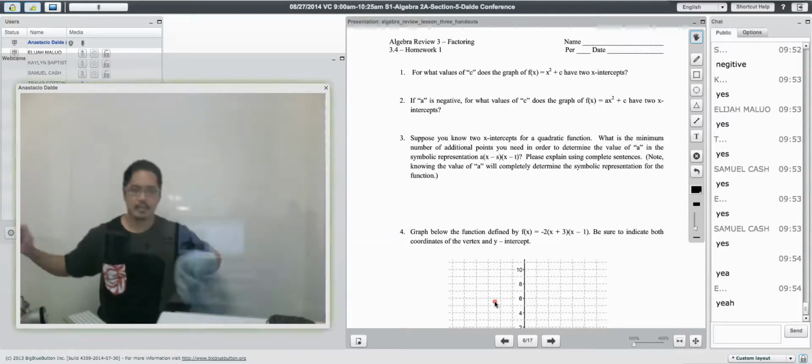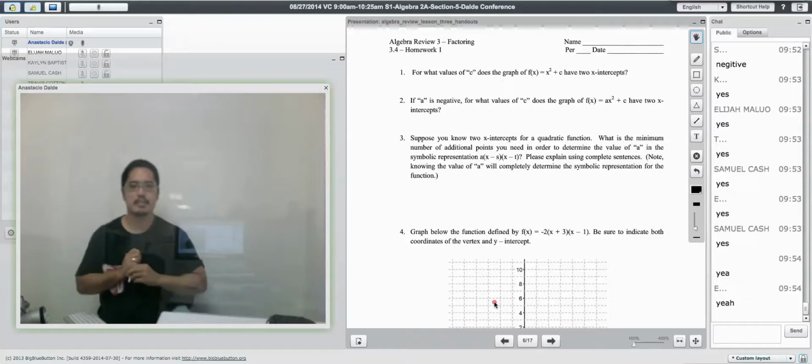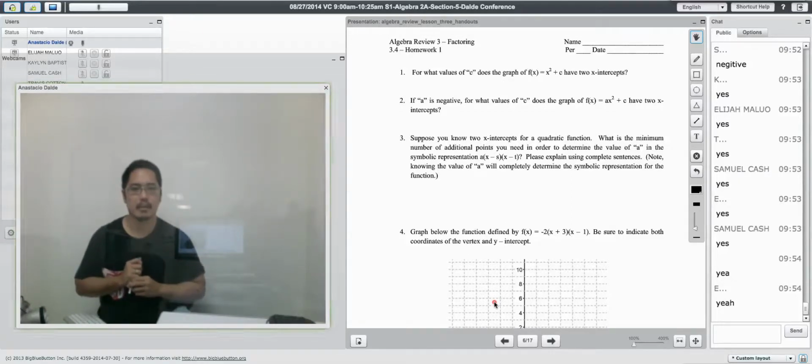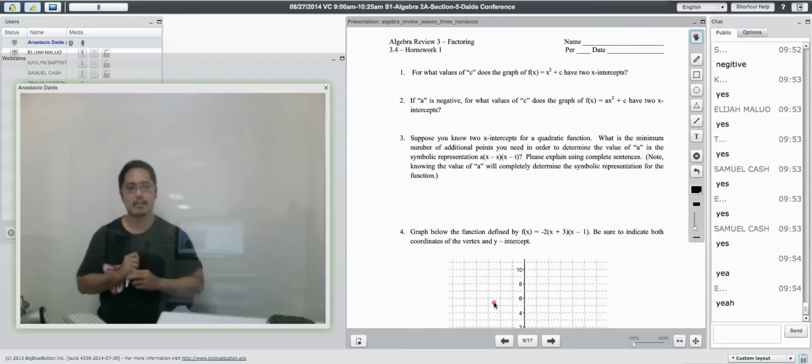All right, let's take a look at it. For what intervals of C does the graph f(x) = x squared plus c have 2 intercepts? Okay. Do you guys understand the question here?